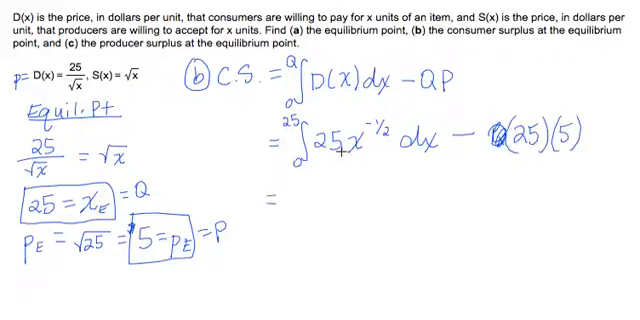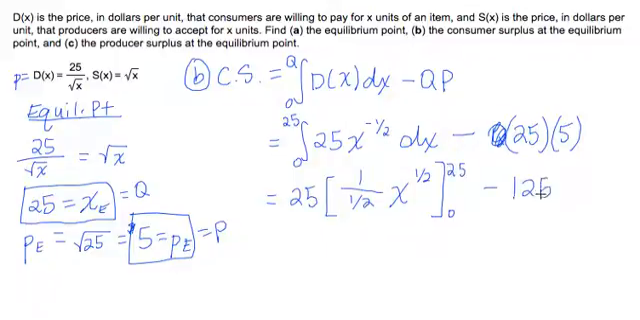Okay, from here it's computational, so I'm going to pull the 25 out, and we're going to integrate x to the negative a half. So we add 1 to that to get positive a half, so that integral is 1 over positive a half times x to the positive a half, evaluated from 0 to 25, and we'll subtract off 125 in the end. Okay, 1 over a half is 2. 2 times 25 is 50, so this is 50 times x to the half, let's go ahead and write it as square root of x, evaluated from 0 to 25.